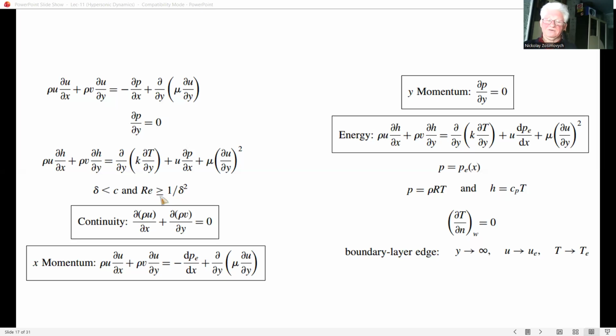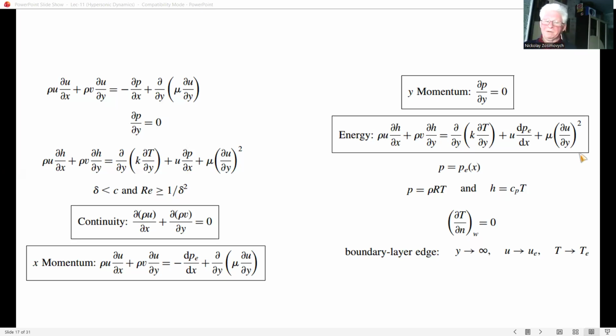These boundary layer equations are as follows: the continuity equation, x momentum, y momentum equation, and energy equation. Note that, as in the case of the Navier-Stokes equation, the boundary layer equations are non-linear. However, the boundary layer equations are simpler, and therefore more readily solved.